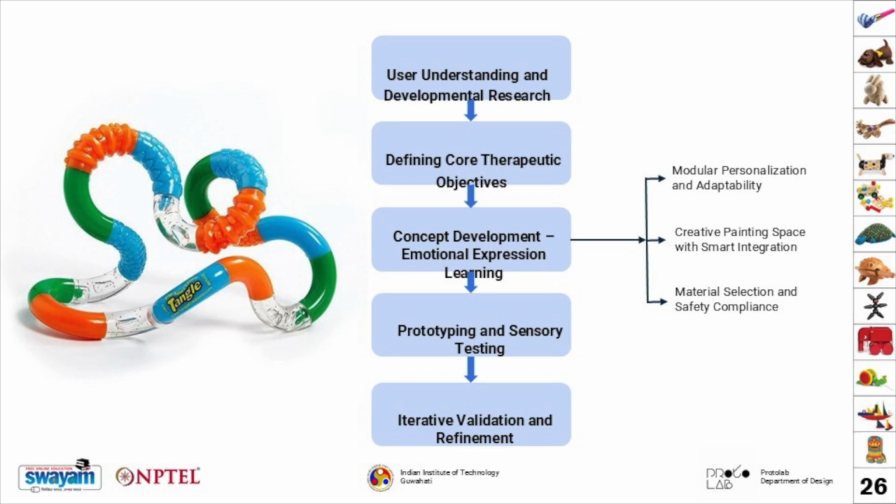Step 5. Iterative validation and refinement. Here, feedback is gathered from parents, therapists, and early childhood educators. And based on the feedback, design refinements are made in size and proportion, emotional clarity of visuals, structural stability, and digital integration usability by doing multiple iterations. It ensures the toy remains developmentally effective, safe, and engaging.